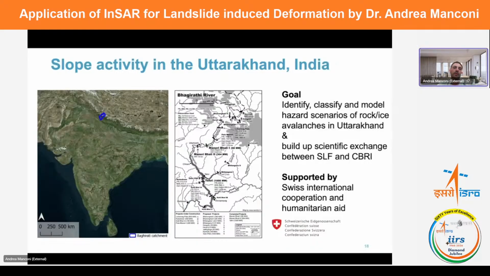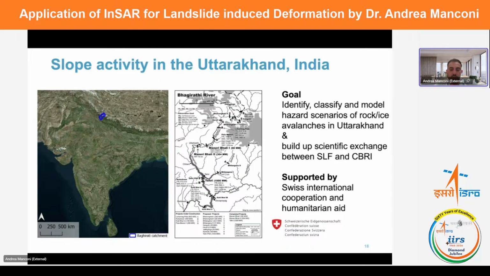Another work we have been doing now, this is in India, in the Uttarakhand state, is also with similar purposes. We wanted to identify the hazard scenarios in the Uttarakhand related to rock and ice avalanches. And also in this case is in a region, the Bhagirathi Valley, where a lot of damming has been hypothesized and a lot of plants are already operative. So, that's the reason why we wanted to have an idea of the surface deformation in this area. And again, it's a very large area.